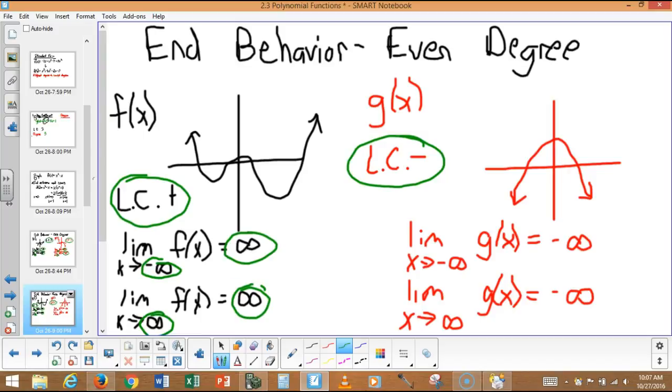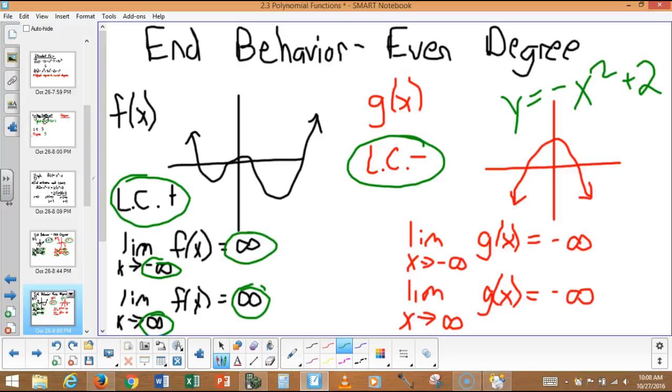Now, if we look at the right graph, our leading coefficient in this case would be negative. An example of this could be y equals negative x squared plus 2. Okay, that's in standard form. Our degree is 2, it's even. Our leading coefficient would be negative 1, so that's a negative value.